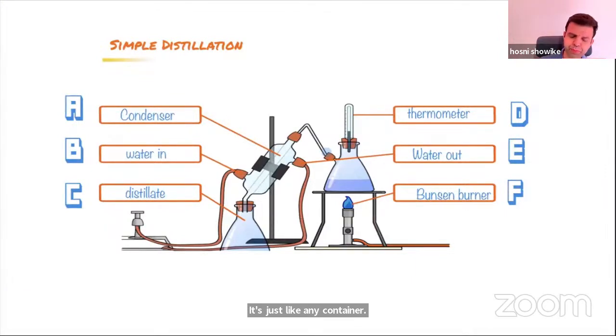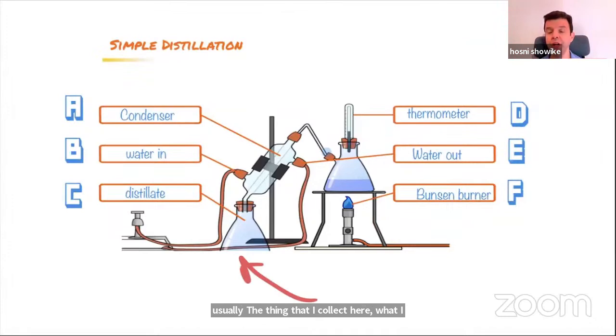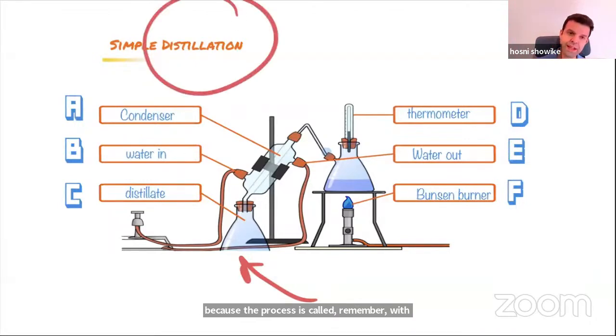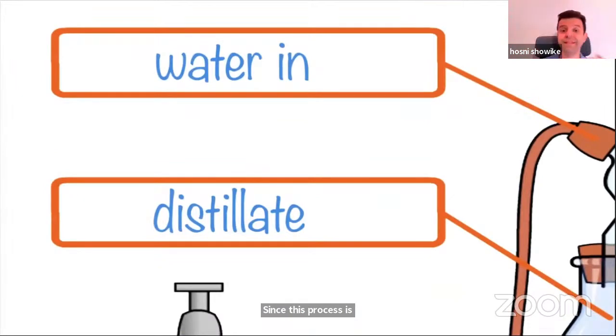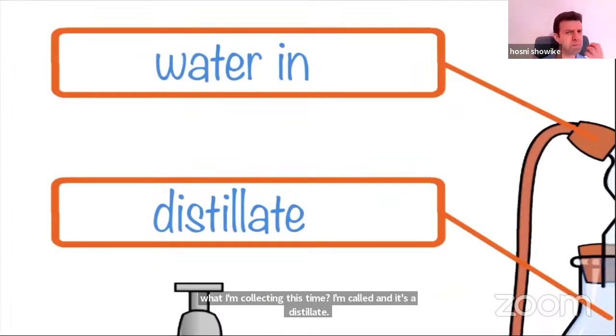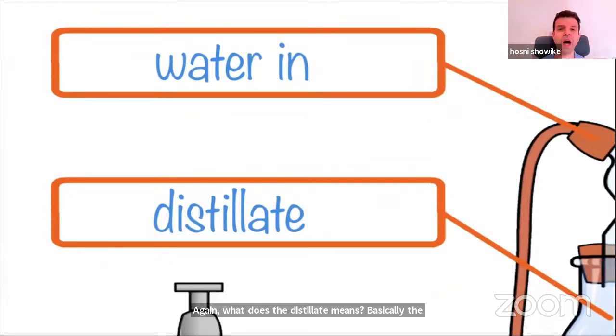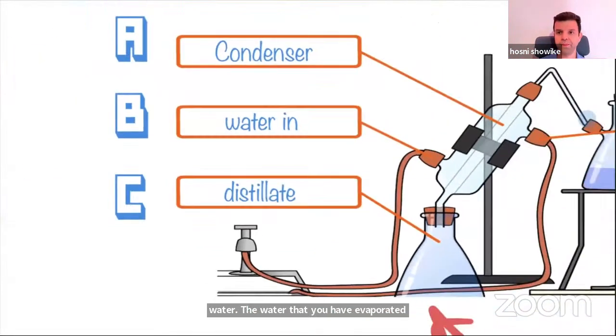Usually, the thing that I collect here, because the process is called, remember, with filtration, what did we call what we collect? We call it a filtrate. Since this process is distillation, what am I calling what I'm collecting this time? I'm calling it a distillate. Again, what does distillate mean? Basically, the water that you have evaporated and condensed. Okay.